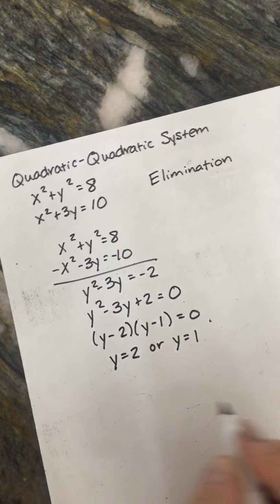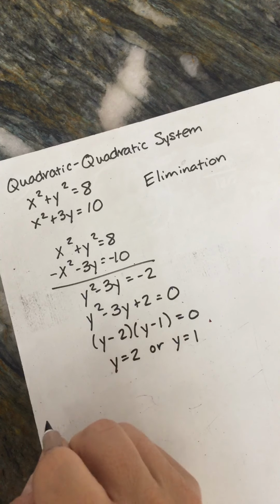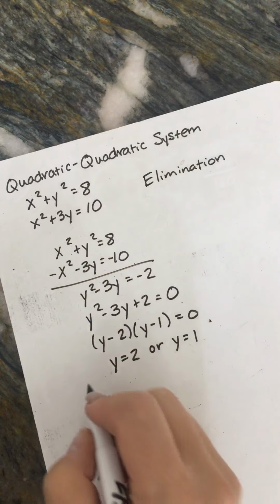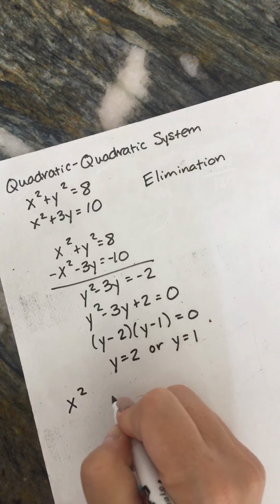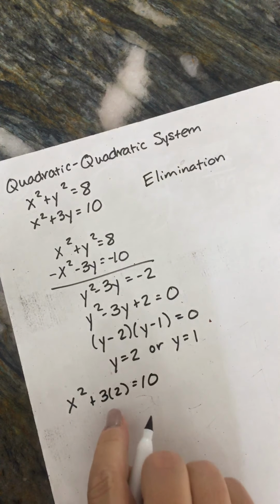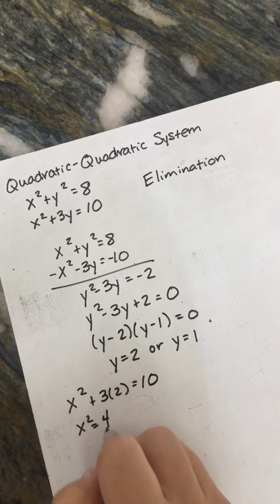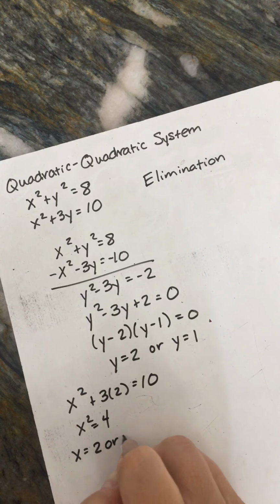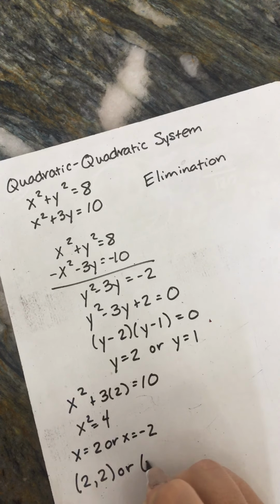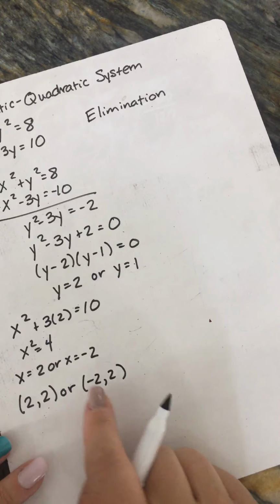So let's plug them in. When y equals 2, let's see. I think I will use this one. I don't know why. x squared plus 3 times 2 equals 10, so that'll be x squared equals 4. So x equals 2 or x equals -2. So (2, 2) or (-2, 2). So those are two options for y equals 2.